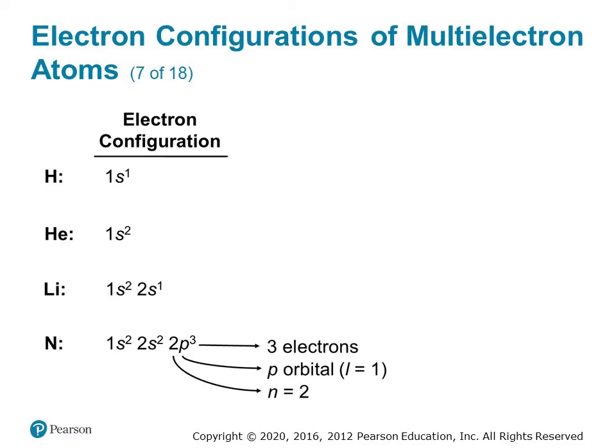Let's skip ahead a few places on the periodic table and write the configuration for nitrogen, which has 7 electrons.